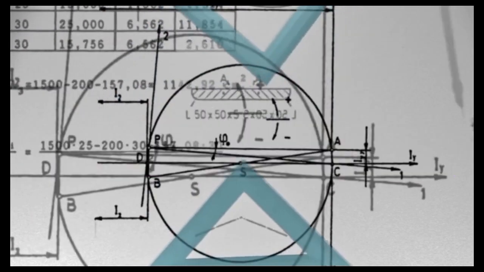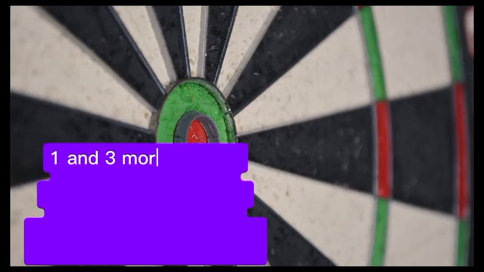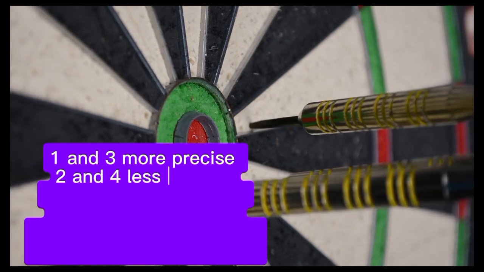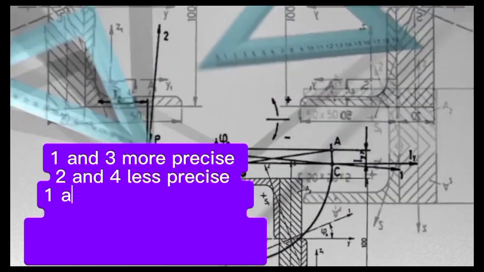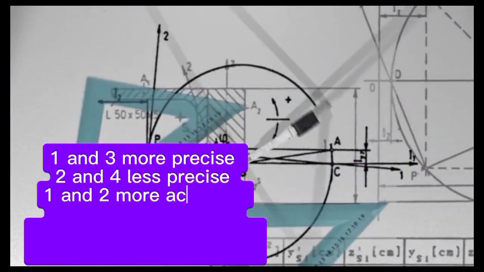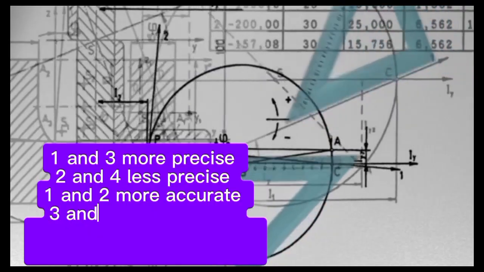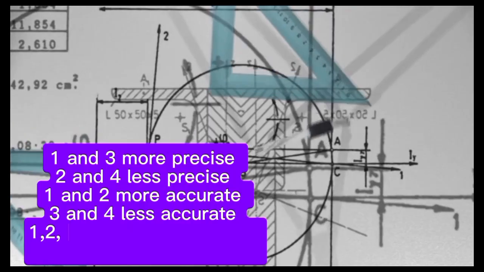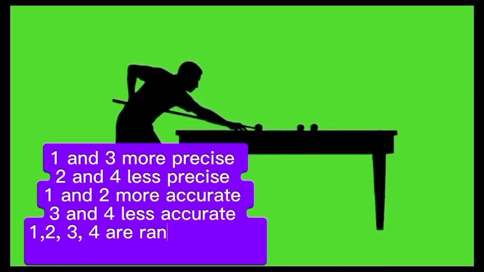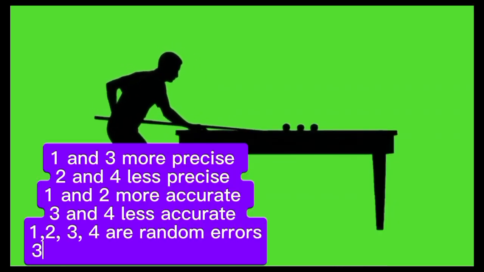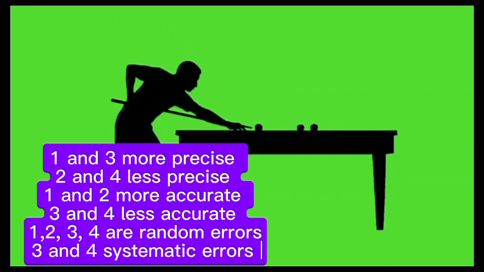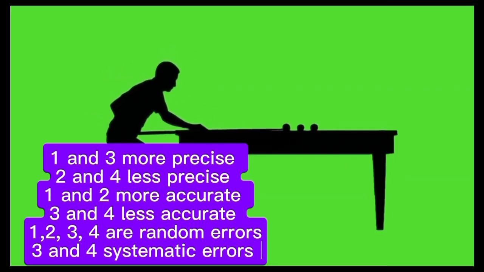From these, 1 and 3 are more precise measurements because they have what? The smaller range. 1 and 3 are more precise. They have the smaller range relative to the others. 2 and 4 are less precise because they have a greater range. 3 and 4 are less accurate because they have a greater error. 1 and 2 are more accurate because the error is 0. 1, 2, 3, 4 all have random error because all measurements have random error. 3 and 4 have systematic error because they deviate systematically.